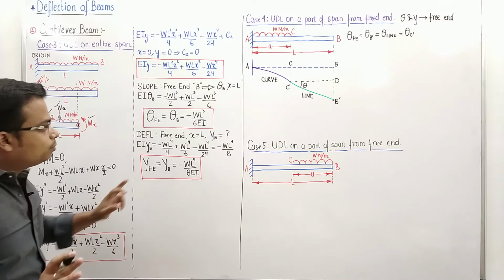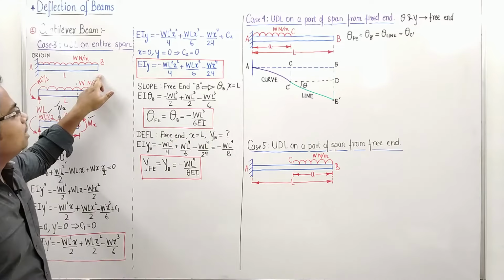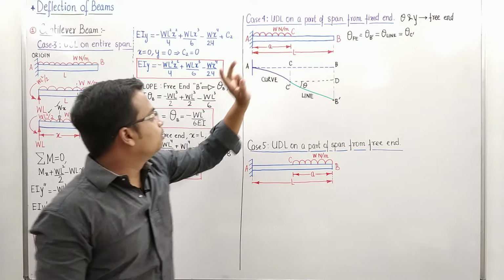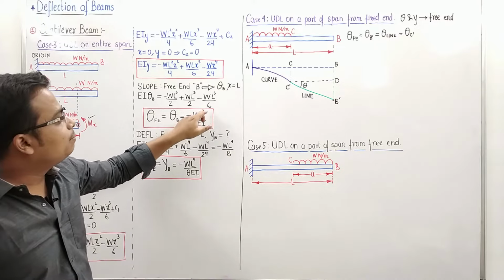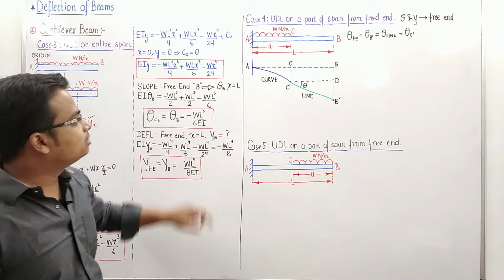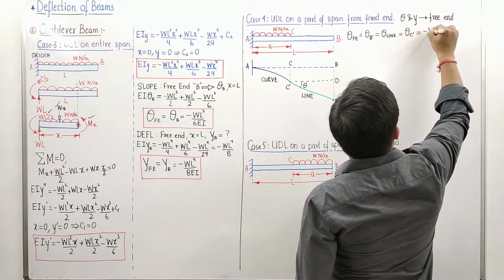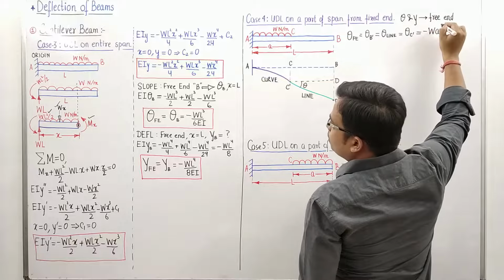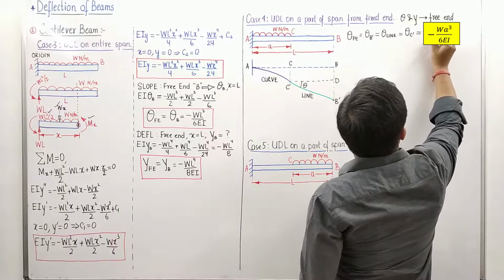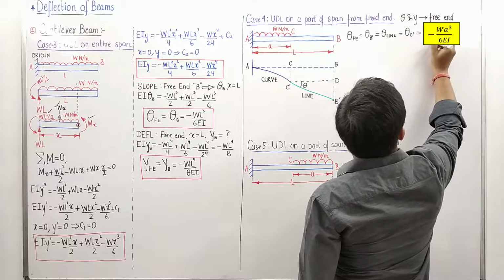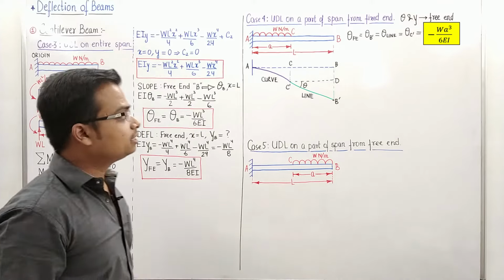So what was the value of slope? It was equal to WL cube over 6EI when the entire length was L. But here the entire length is A. So we'll replace this L by A. So this is going to become minus W A cube divided by 6EI, which is minus W A cube upon 3EI. And that's a very important and a brilliant result, isn't it?